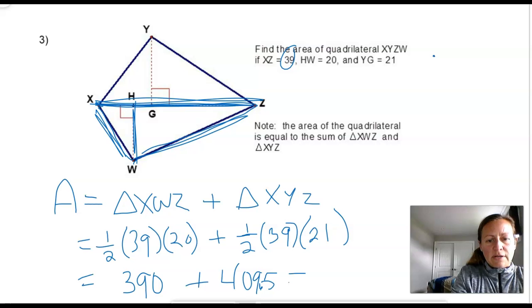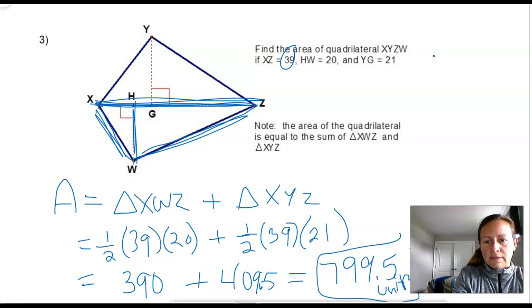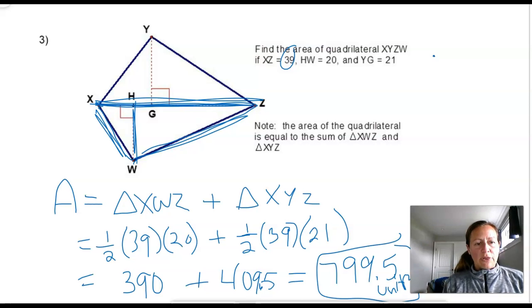Okay, put it in there, and the total for the area is actually exactly 799.5 square units. And that is your answer for number 3.